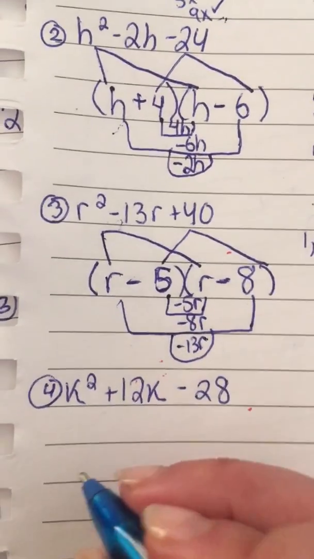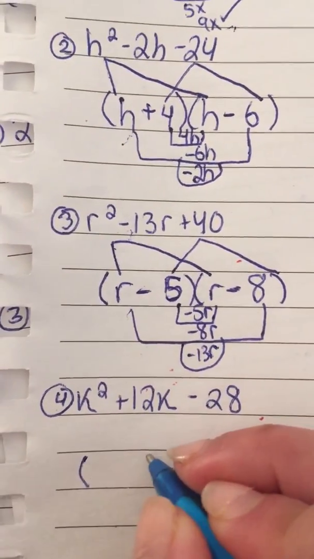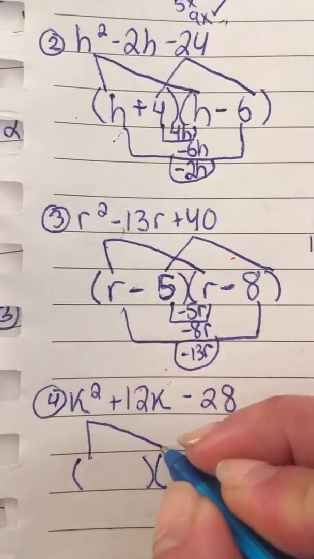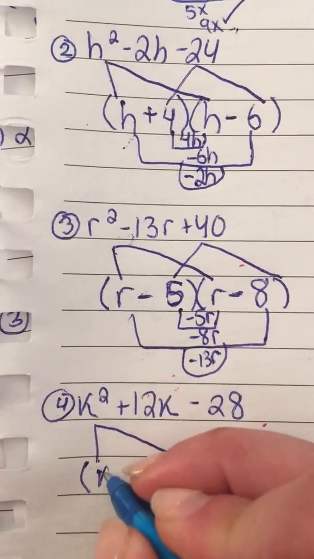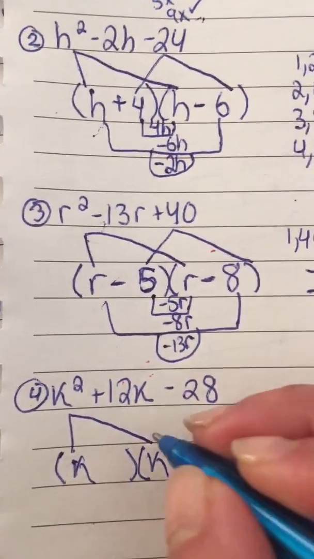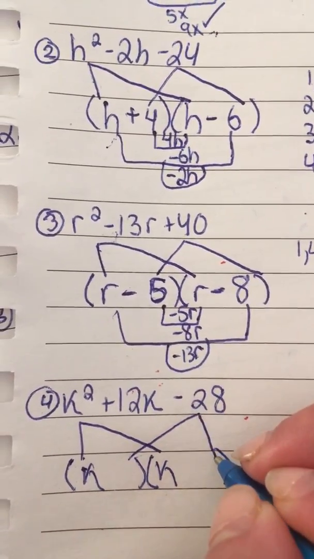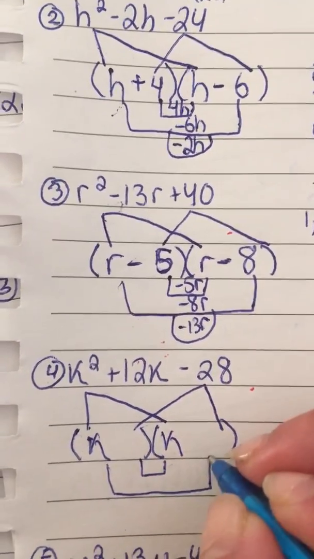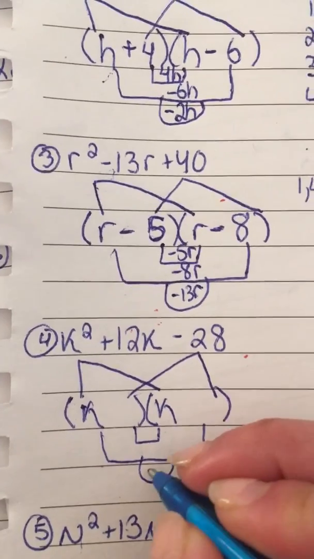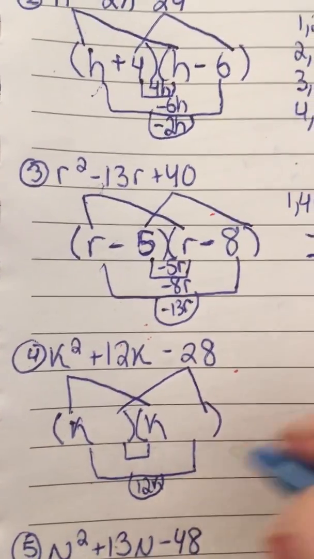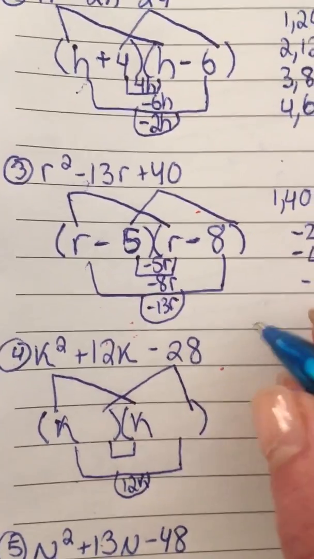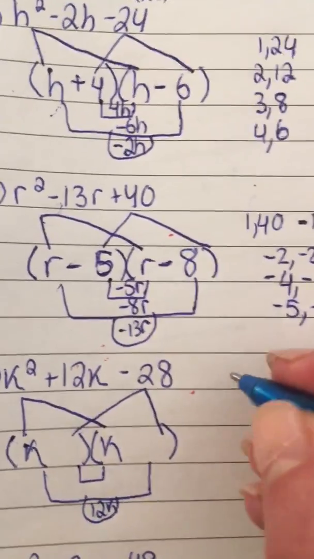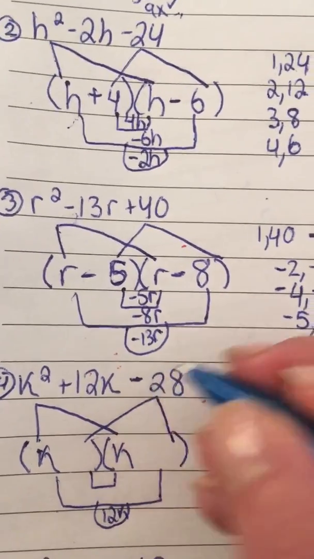Okay, and let's try one more. So we'll set up our parentheses. The first spots need to multiply to k squared, so it has to be k times k. The last spots have to multiply to negative 28, but they have to add up to be positive 12 when we do our outer and our inner product. So let's look at our factors of 28. So again, one's going to have to be positive, one negative. So we'll be subtracting them here since we have a minus at the end.